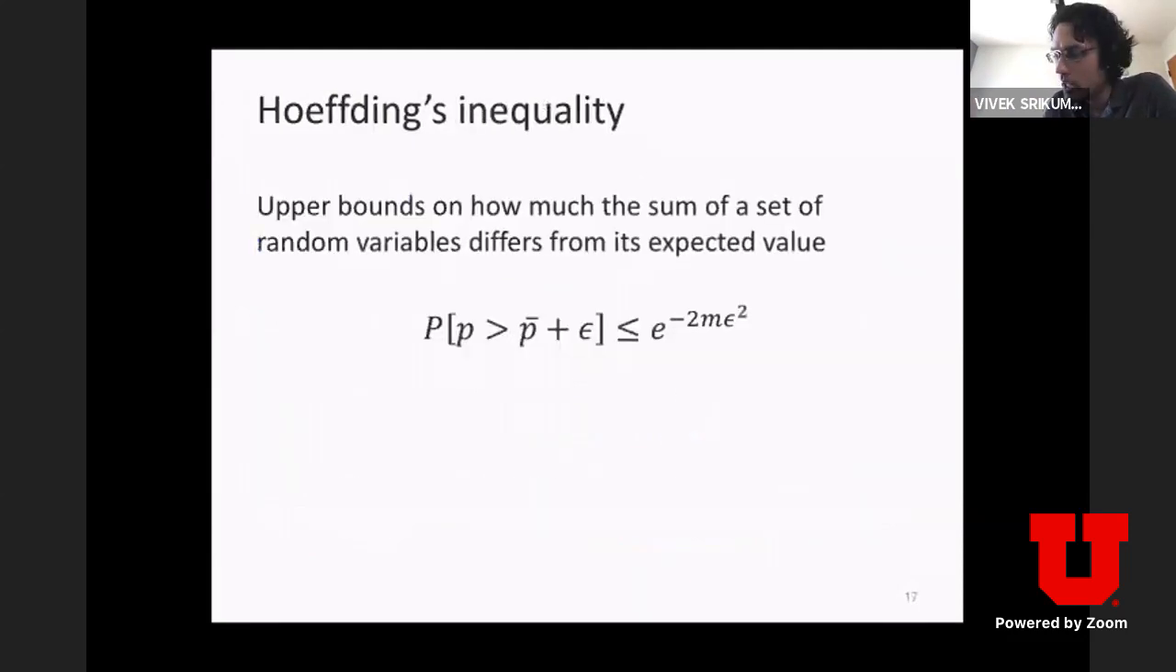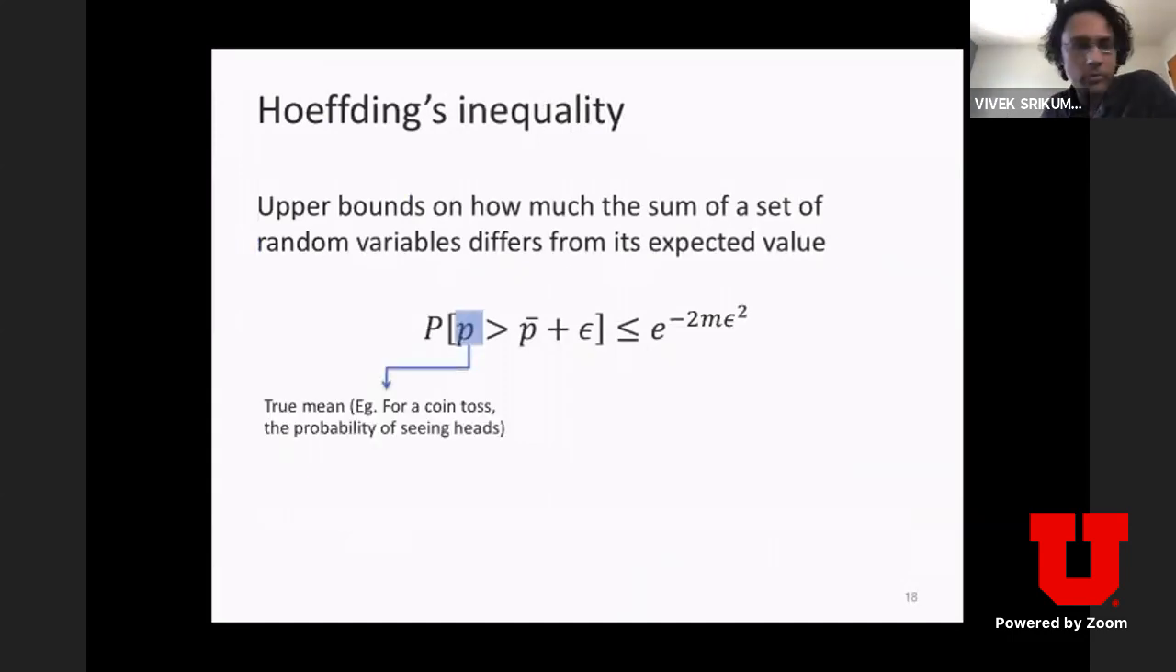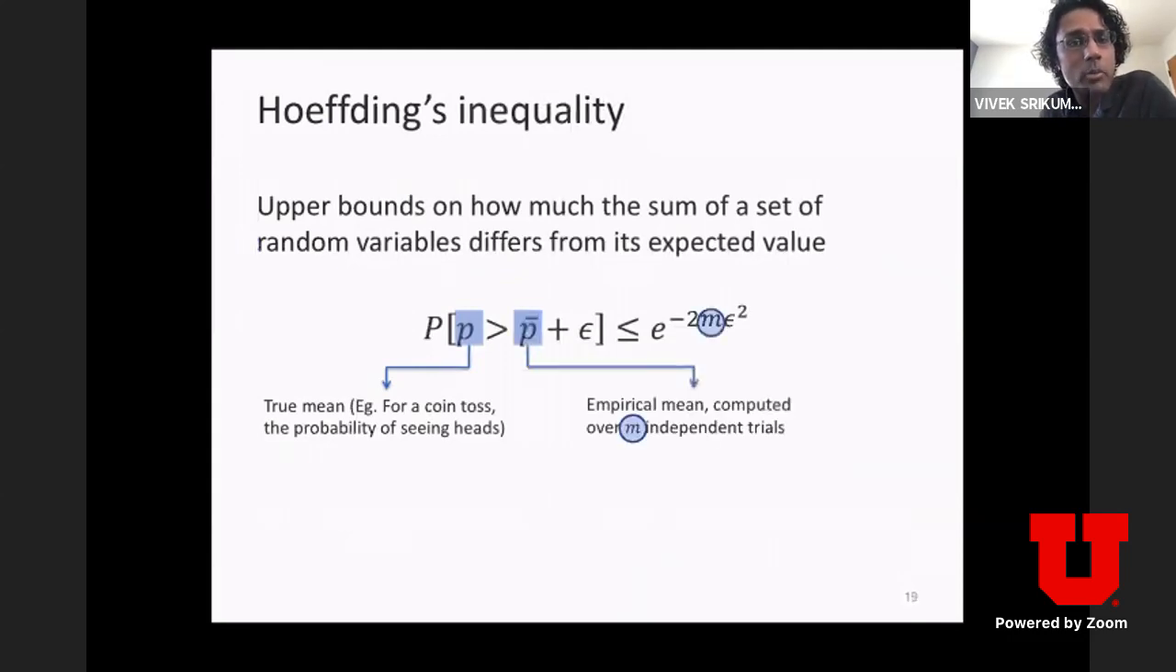It's an empirical mean. The tool that we will use is this idea called Hoeffding's inequality. Sometimes it's also called Chernoff-Hoeffding's inequality. This gives us a bound on how much a sum of a set of random variables differs from its expected value. So let me walk you through this. The probability that the true mean, so P is the true mean, think of it as the true probability of a coin showing heads. The probability that the true mean is more than epsilon away from the empirical mean.